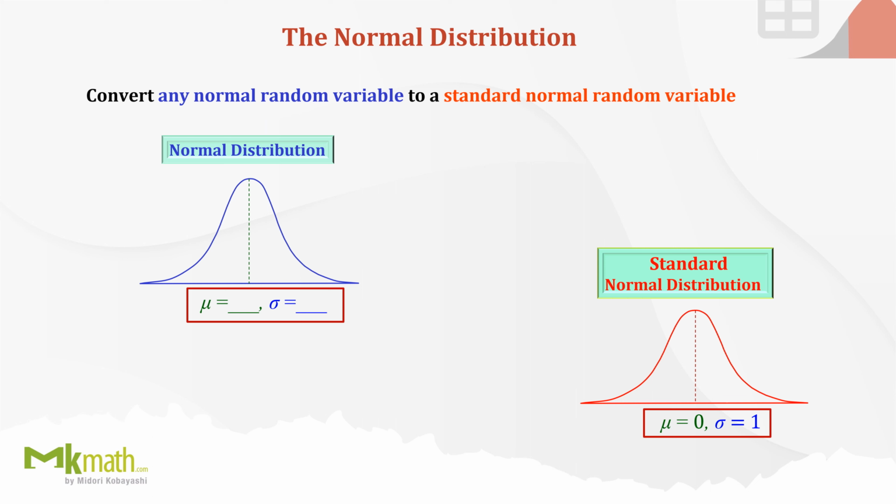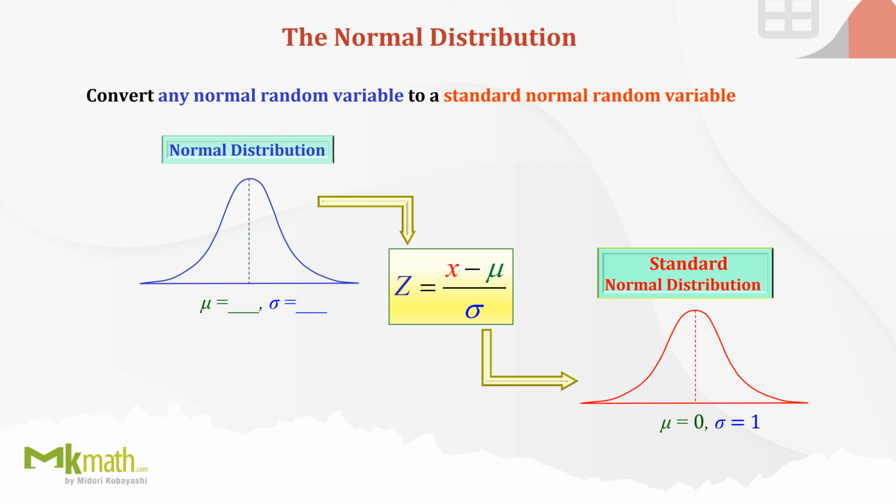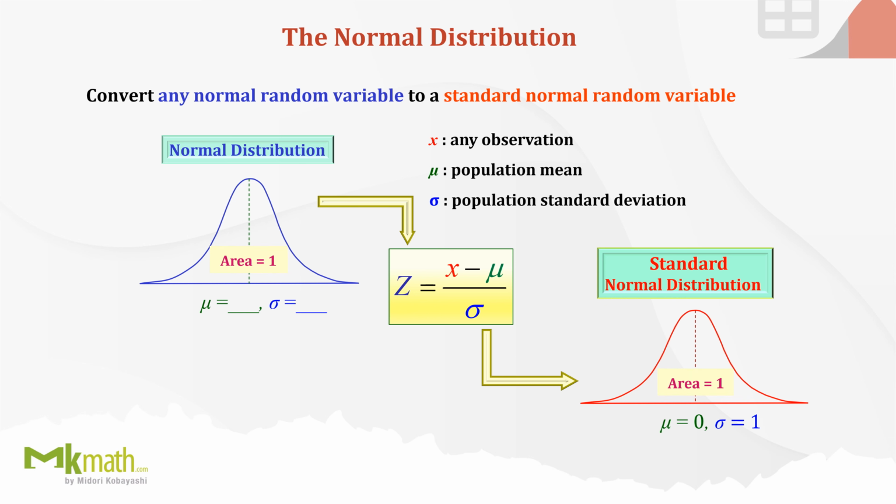So we convert a non-standard into a standard normal distribution. That conversion formula is called z-score. X is any observation value, mu and sigma are fixed values in each question. Again, the whole area is 1 and it represents probability.